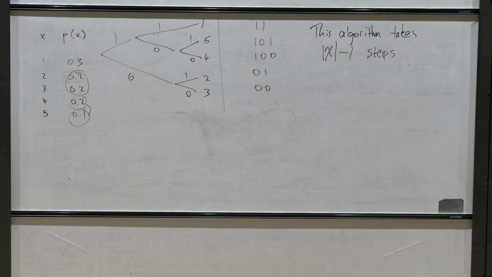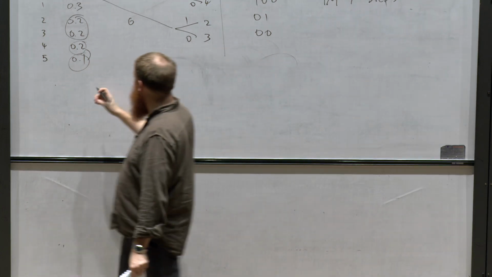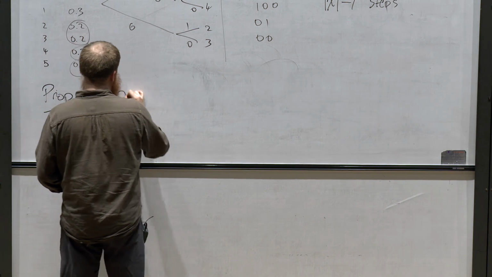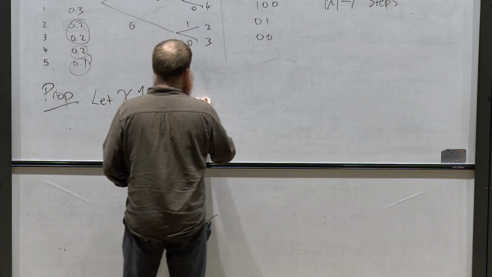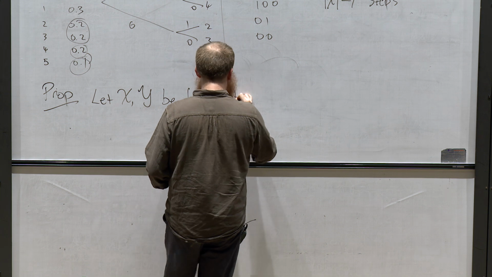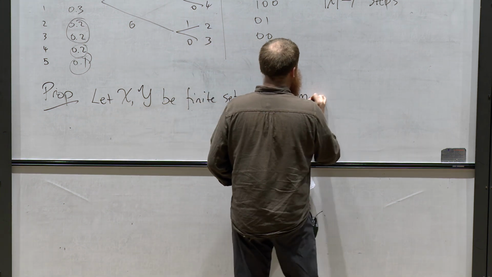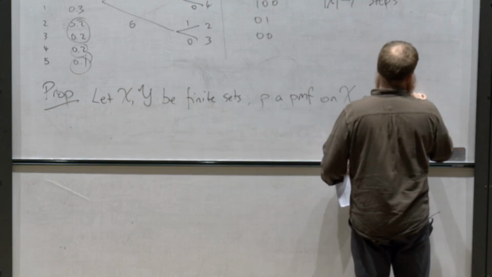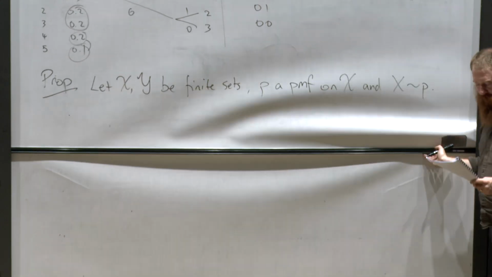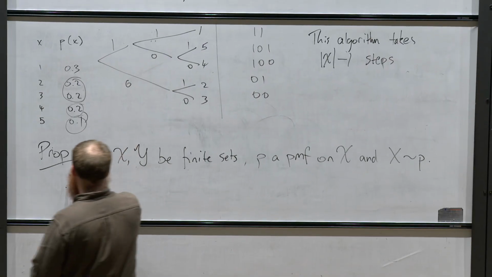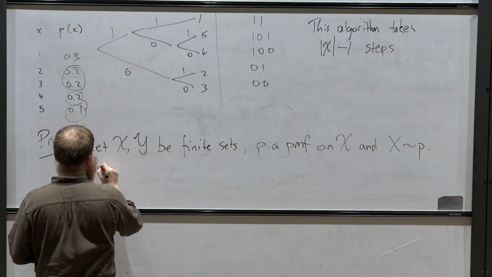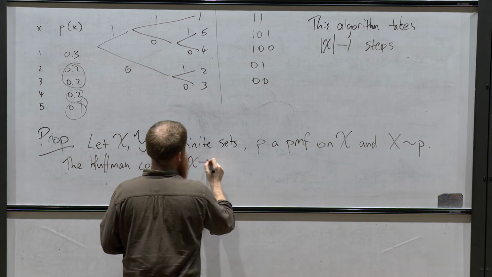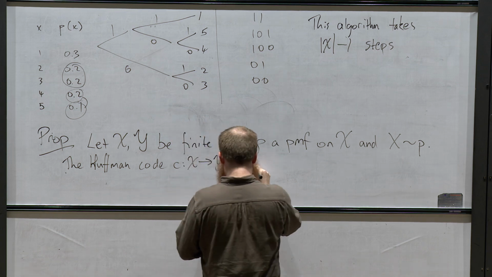Okay, why is it worth going through this? Well, proposition: let X and Y be finite sets, P a PMF on X, and X a random variable distributed according to P. The Huffman code C, which maps X to Y star, is optimal.